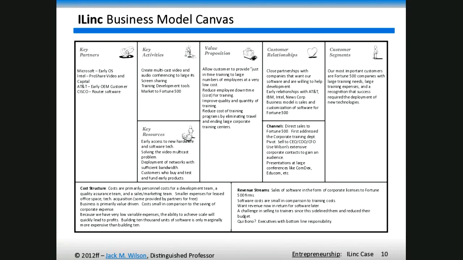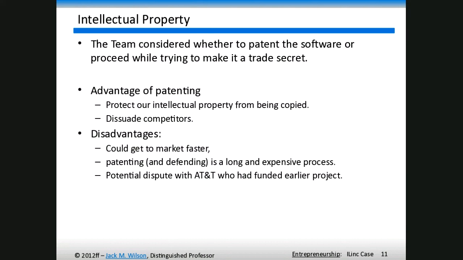So we didn't have a business model canvas at that time. We had to figure out about intellectual property. You know that on Shark Tank, if you're a fan of Shark Tank, everyone always says, do you have a patent on that? How do you protect your intellectual property?